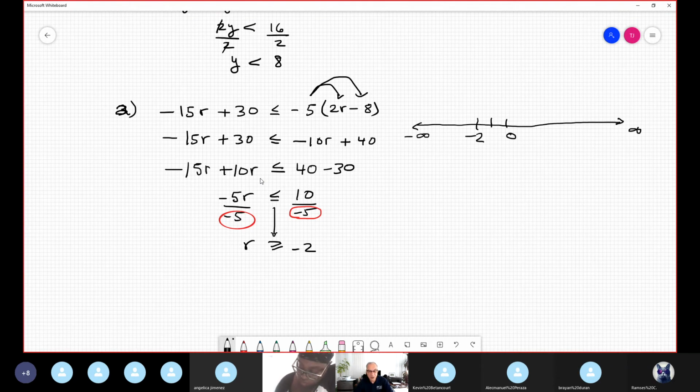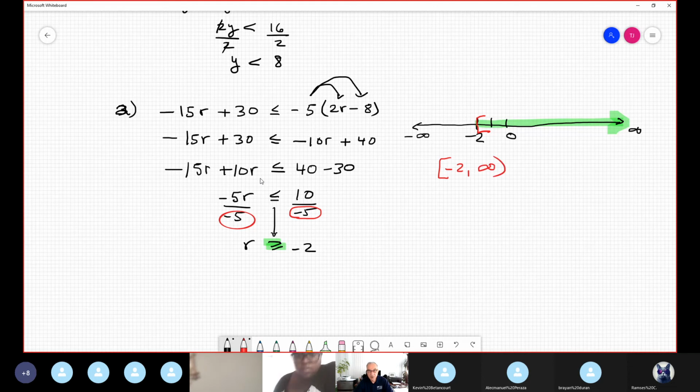Okay, so greater than is to the right or to the left? To the right. You are right. And you put a bracket or parenthesis in that case? Bracket. How do you know? Because it says equal to. Absolutely. So the interval notation is bracket minus 2, comma, infinity.